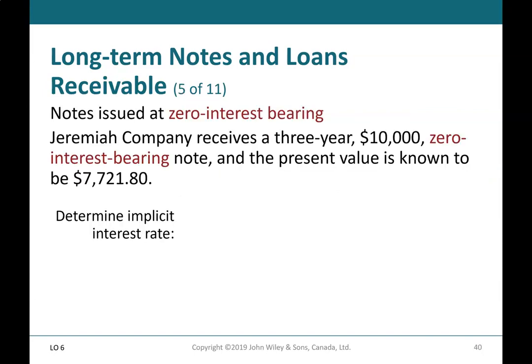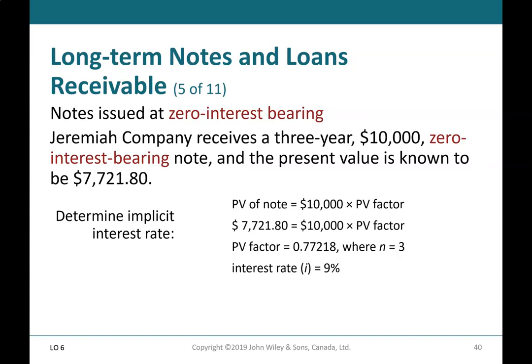Long-term notes and loans receivable, 5 of 11. Notes issued at 0 interest bearing. Jeremiah Company receives a 3-year, $10,000, 0 interest bearing note, and the present value is known to be $7,721.80. So the implicit interest rate is 9%. Again, we will use our financial calculators in order to calculate that when we go through problems in class. So the interest component will equal $2,278.20.